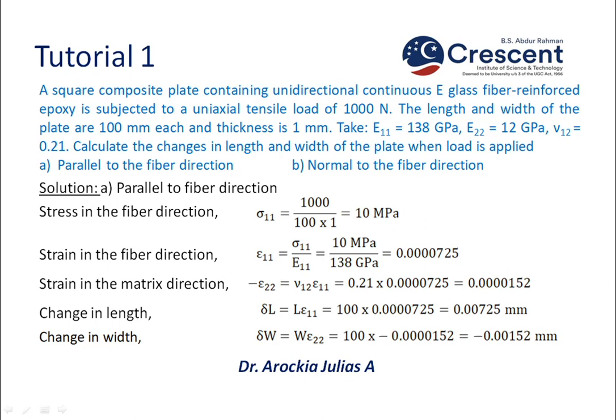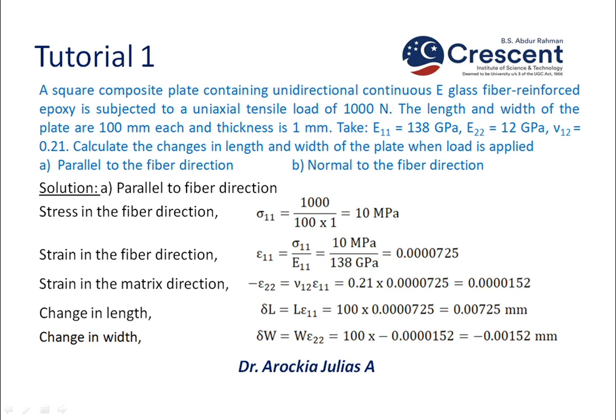Strain in the fiber direction, epsilon 11, equal to sigma 11 by E11. We know modulus equal to stress by strain. Using that relationship we are going to find the strain along the fiber direction. So 10 megapascal divided by 138 gigapascal; sigma 11 we have calculated, E11 is given. So using that we find the strain in the fiber direction, 7.25 into 10 to the power minus 5.